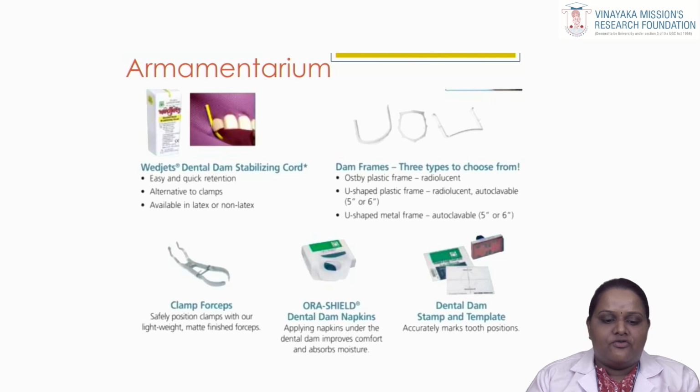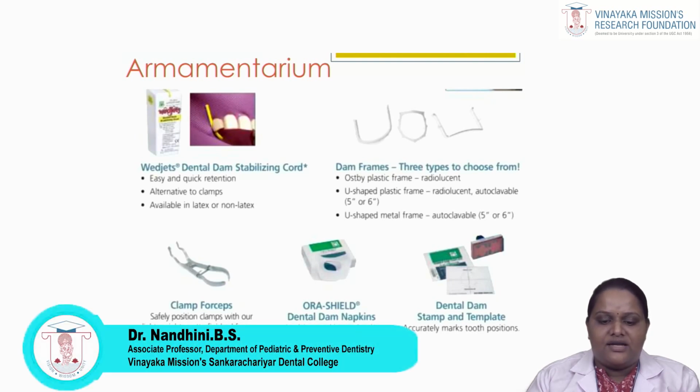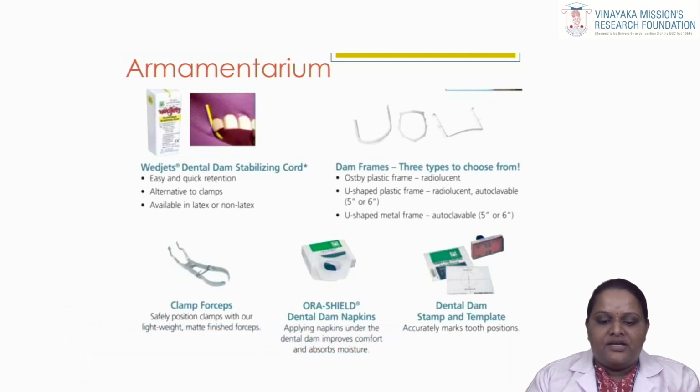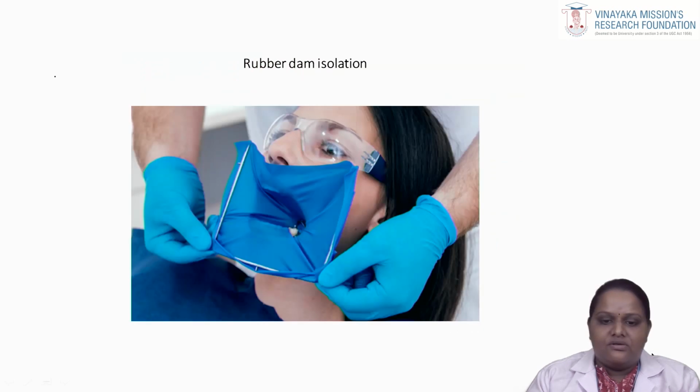The rubber dam clamp forceps, it positions clamps safely with lightweight, matte finished forceps. Then there are the Aura Shield dental dam napkins. Applying napkins under the dental dam improves comfort and absorbs moisture. Dental dam stamp and template accurately marks the tooth positions. So, thus moving into the topic of rubber dam isolation.